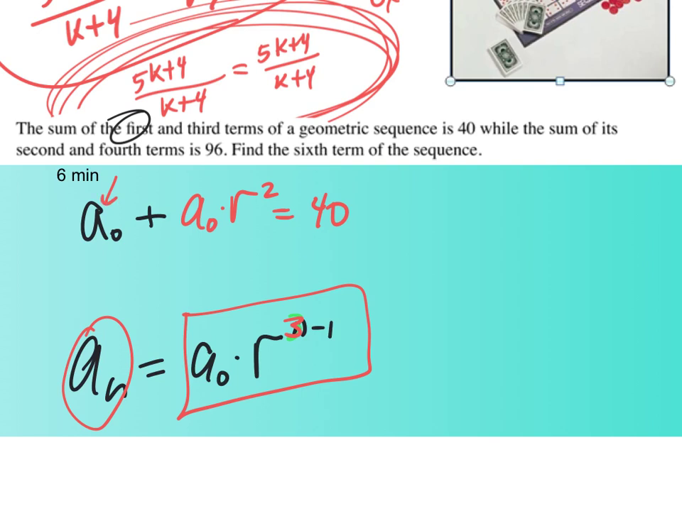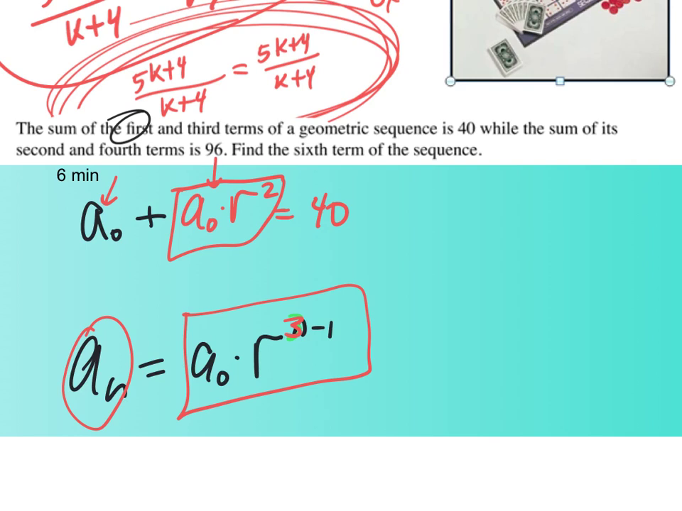All right, this was the first term. I know you all know that the first term is a sub 0. The third term was this. So that's the first term plus the third term equals 40. That's not that bad. We've got an equation for that. Now we're going to go get the other one.